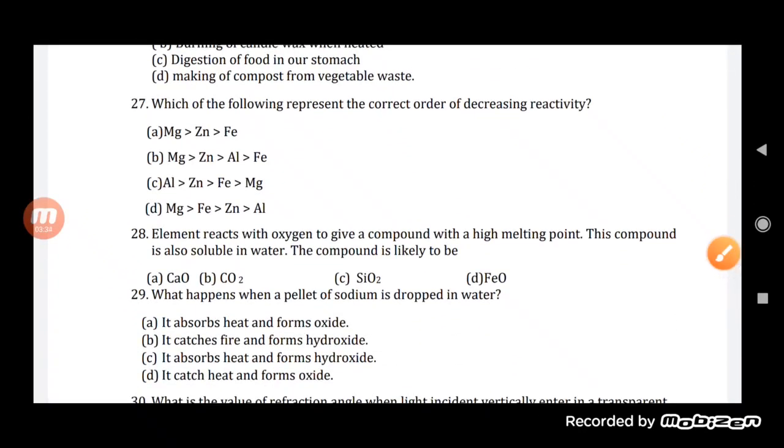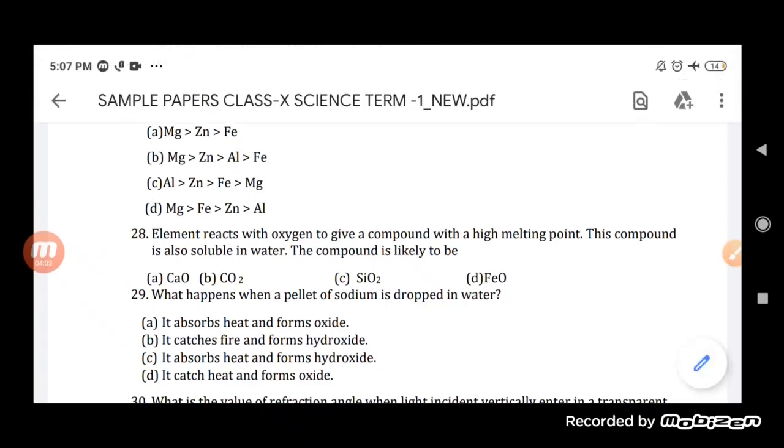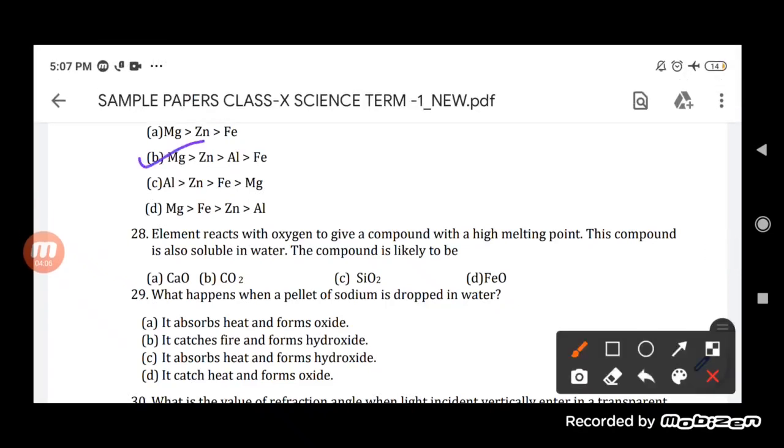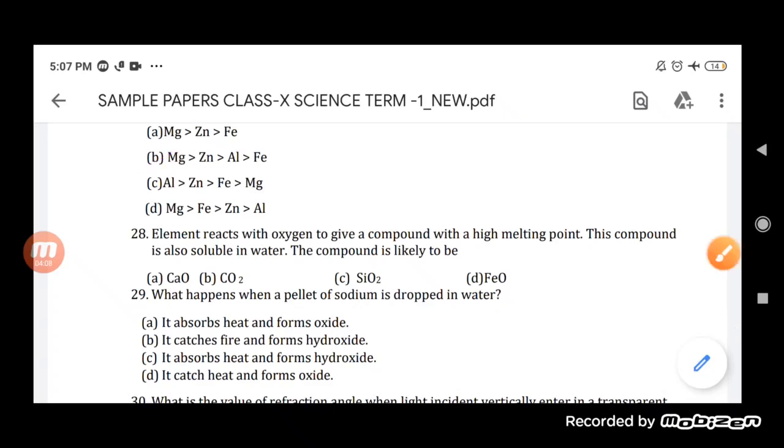Now the next one is, which of the following represents the correct order of decreasing reactivity? Here magnesium is there, then zinc is there, and iron is there, students. Out of that you will find that magnesium is supposed to be the highest one, then zinc, then aluminium, and then iron. So the maximum reactivity is of magnesium, then zinc, then aluminium, then iron. So the second one is the correct option here, and this is the answer here.